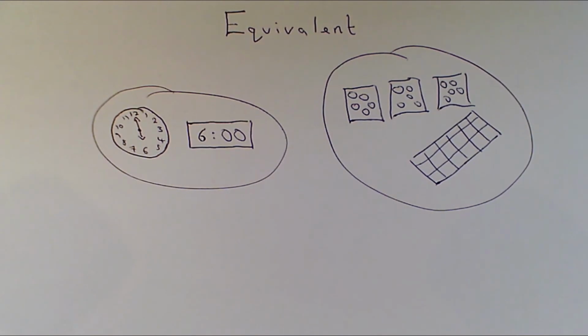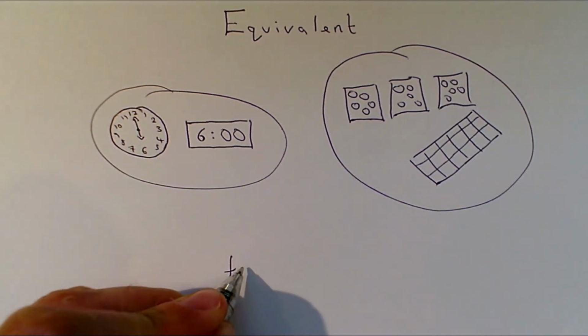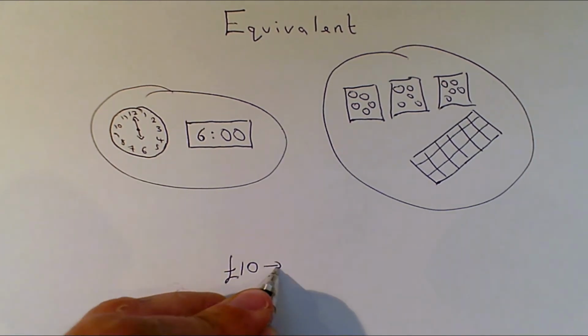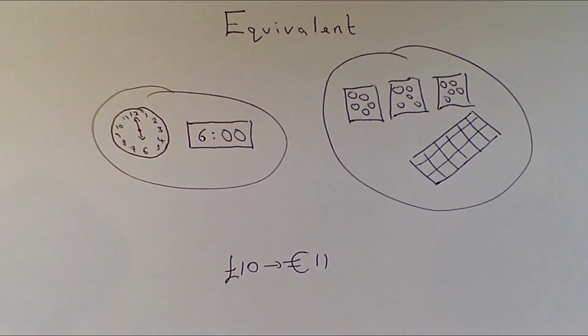Let's think about something else. Maybe if you go abroad, maybe if you go to Europe on holiday, you might exchange some money. And you might find that for every £10 that you swap into euros, you receive 11 euros, because they are equivalent. £10 buys 11 euros.